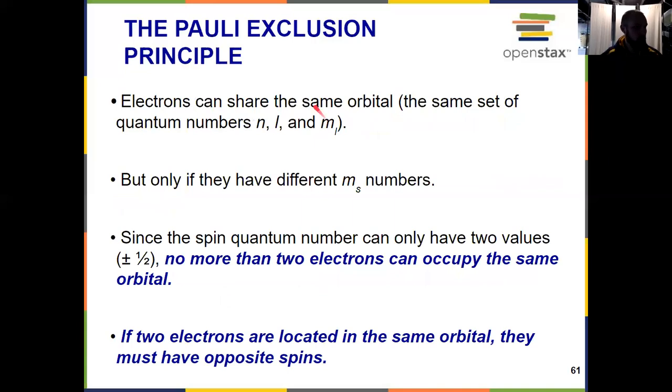Which is what the top of this slide was referring to. Another way to state that is that no more than two electrons can occupy the same orbital. Every orbital maxes out at two electrons. It can take the plus 1/2, it can take the minus 1/2, but no more. And if those two electrons are in the same orbital, they have to have opposite spins. One's going clockwise, one's going counterclockwise.